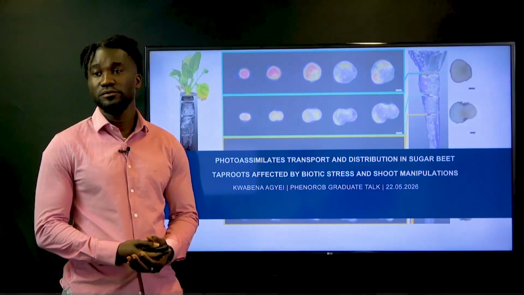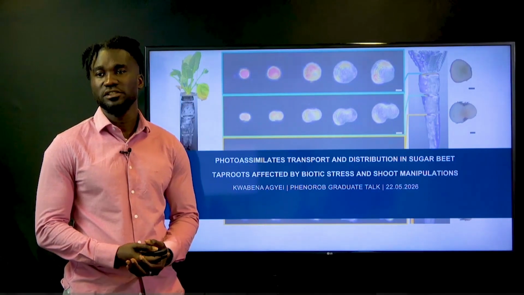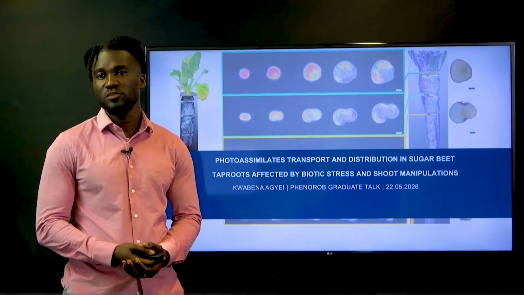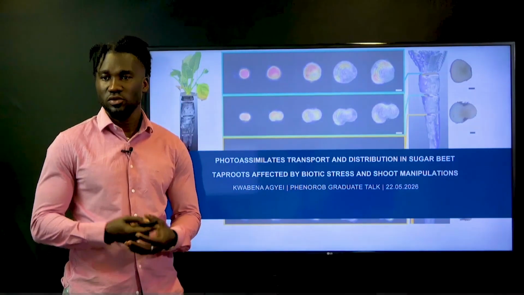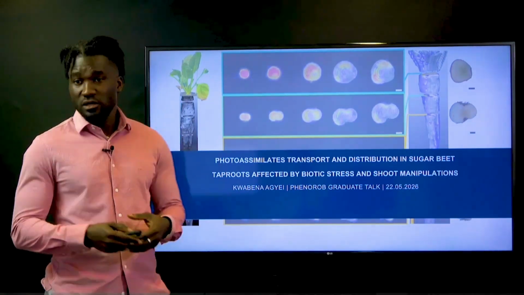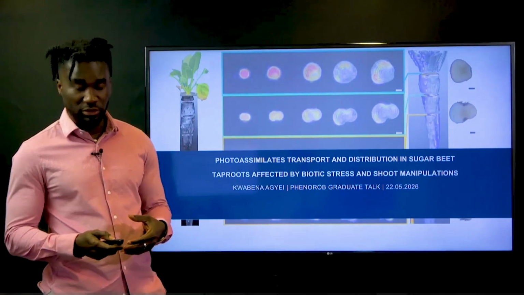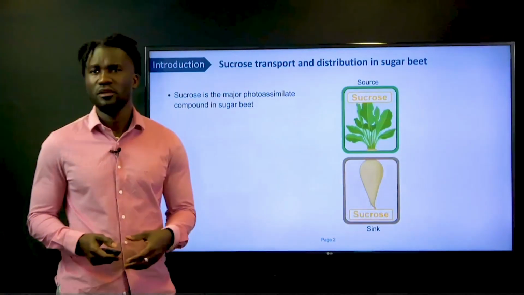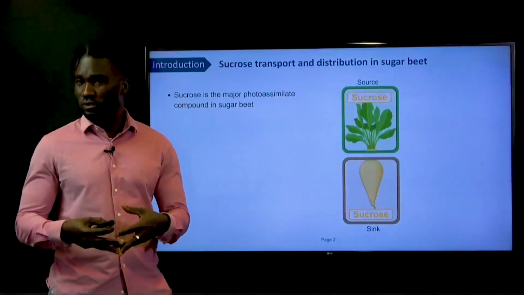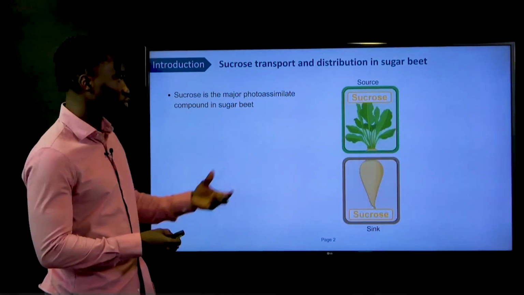I will share with you some highlights of my doctoral research, which focuses on the transport and distribution of photoassimilates within sugar beet taproot, particularly under conditions of a biotic stressor and following shoot manipulations. I will first introduce us to the functional baseline of photoassimilate transport within sugar beet.